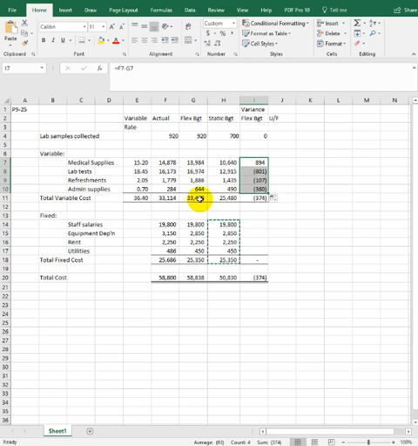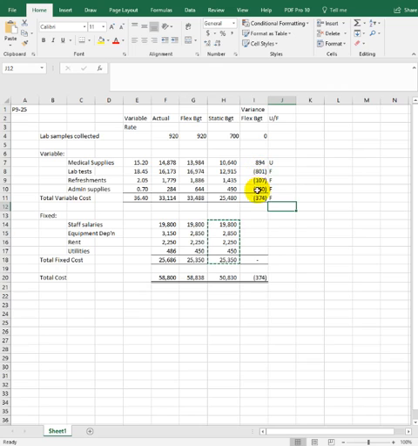Just click on this and we'll do the calculations all the way down. So the actual cost for medical supplies was a little higher than our flex budget would have indicated. So that's an unfavorable variance. That's a favorable, and that's a favorable, and that's a favorable variance. When we say it's a favorable variance, we say it's favorable because the actual cost was less than the flexible budget.